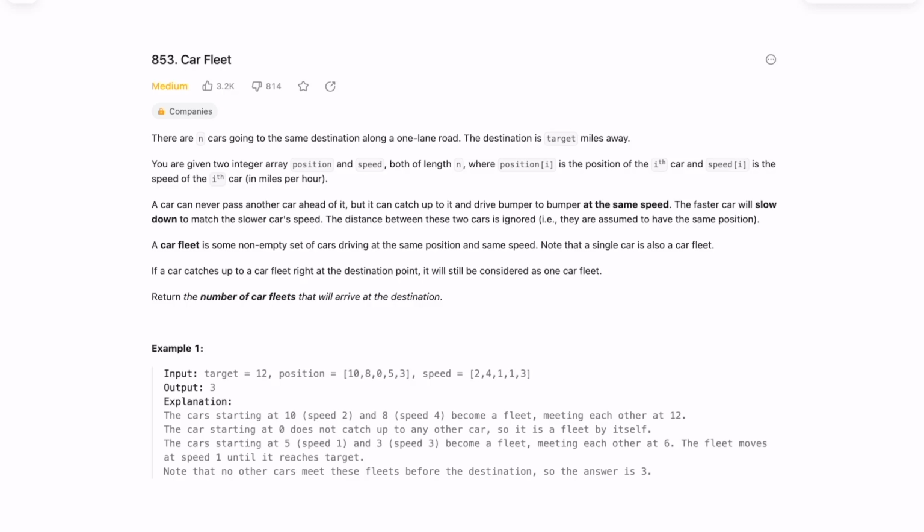Today we are solving the car fleet problem. This is going to be a fun problem to solve. Let's get into it. There are n cars going to the same destination along a one-lane road.